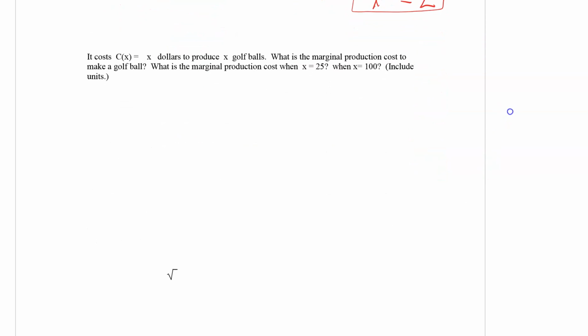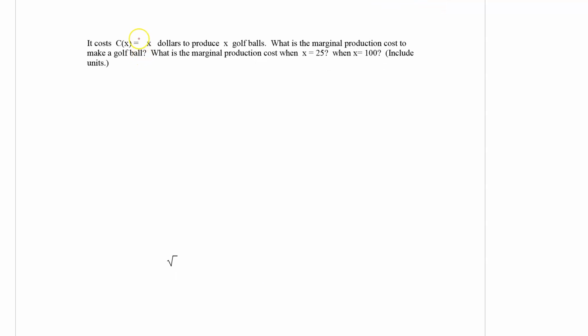Let's look at the next one. This is at cost c of x equal to the square root of x dollars to produce x golf balls. What is the marginal production cost to make a golf ball? What is the marginal production cost when x is equal to 25 and x is equal to 100? Include your units. The key that you want to remember, when you see this word marginal, is that you're working with a derivative.